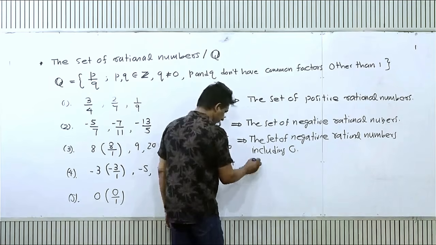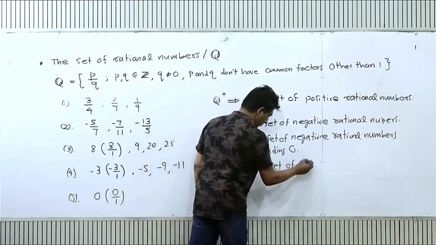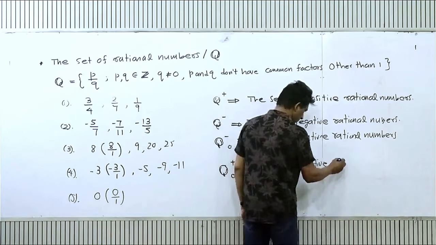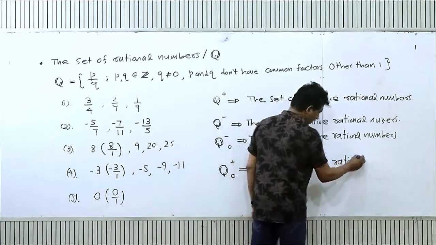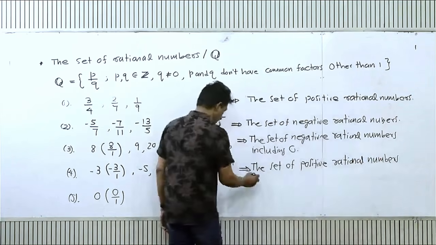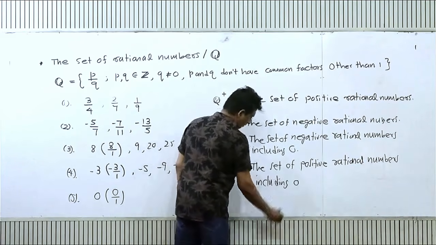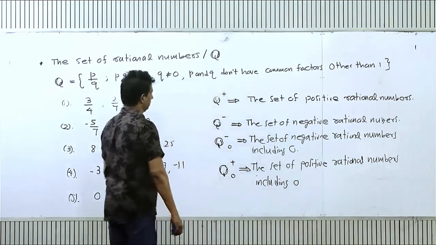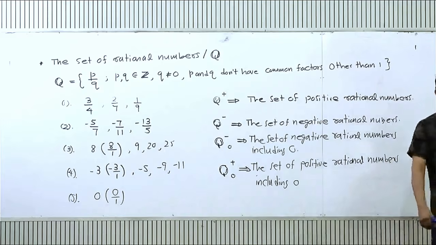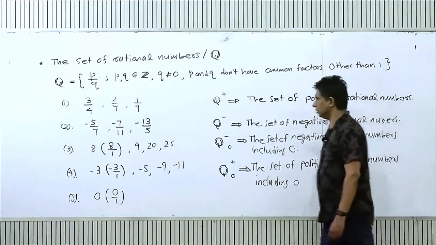This one, the set of positive rational numbers including 0. These are the 4 subsets of rational numbers.